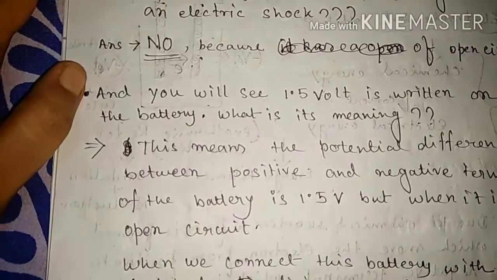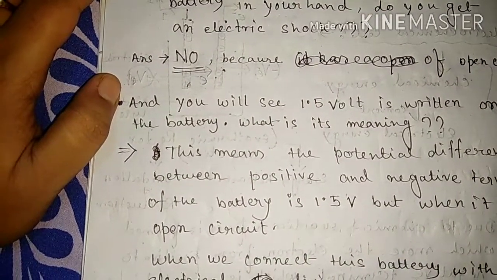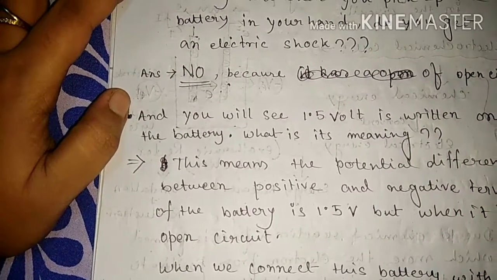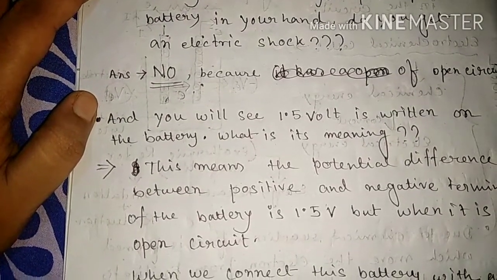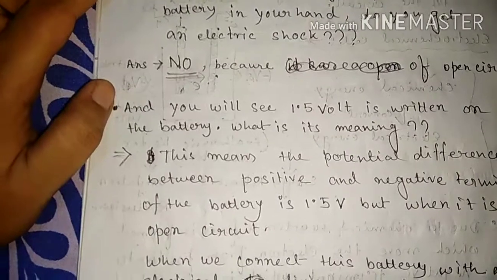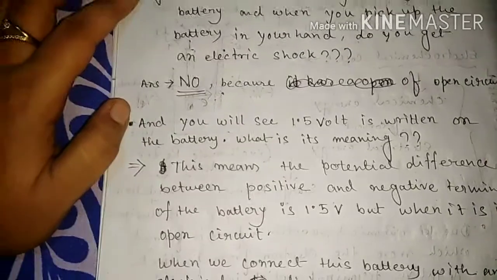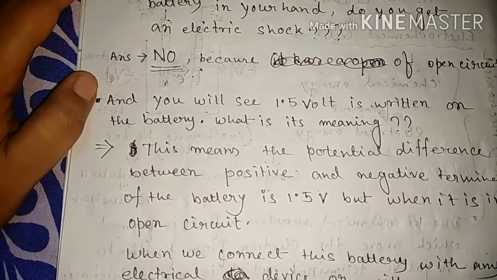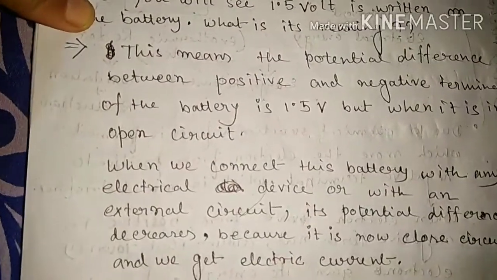That's why we cannot use a battery for a lifetime. After a certain time we replace it with a new one. You see that for a wall clock or a hand watch, a battery is not used for a lifetime. It is replaced after some time, 2 months, 3 months, 4 months, 1 year, because its potential difference decreases day by day. Clear? When it is connected with a closed circuit.